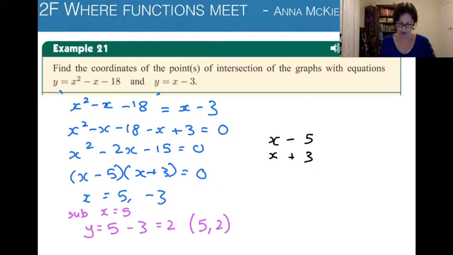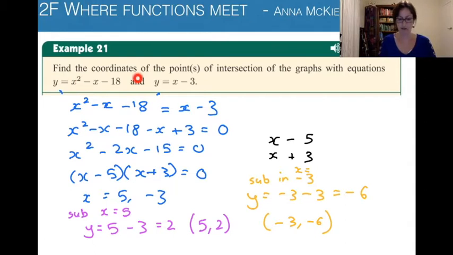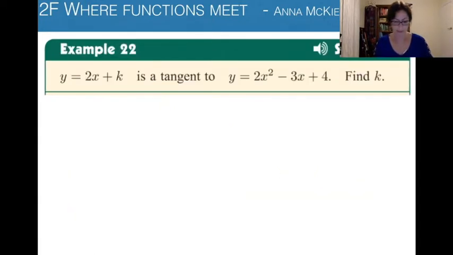And then the second one is sub in, what have we got? Well, it's x is equal to negative 3, I should say. So y is equal to negative 3, take 3, that's equal to negative 6. As a coordinate, negative 3, negative 6. Go back and check the question, find the coordinates of the points of intersection. Check, we've done that.